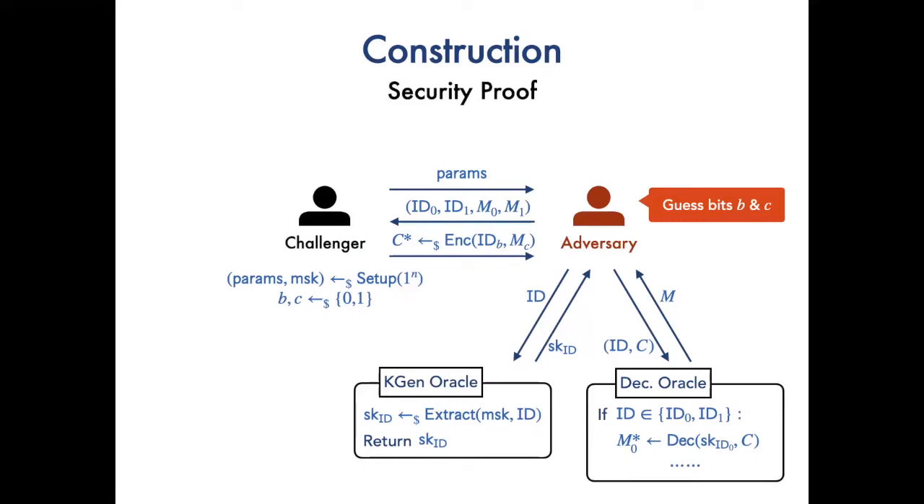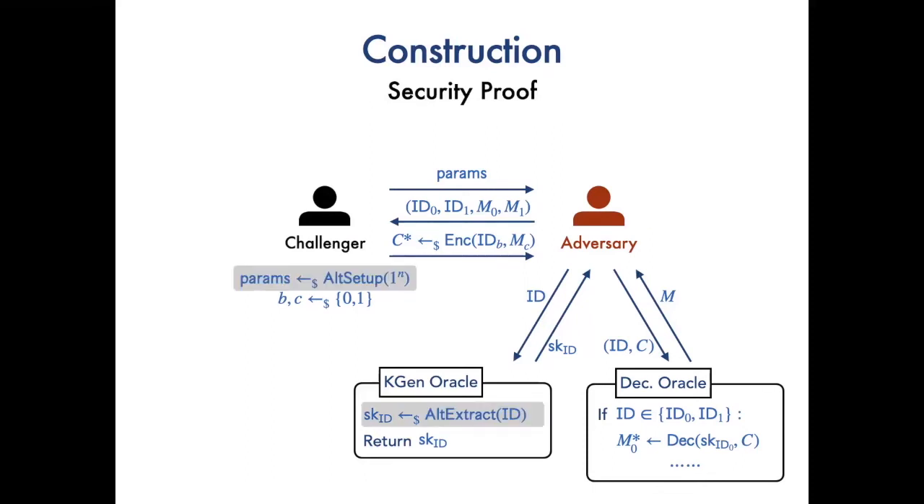To prove the anonymous ID RCCA security of our construction, we make negligible modifications to the simulation of the security game step by step. First, the setup and the extraction algorithms are modified to generate secret keys without the master key. Then, the challenge ciphertext is computed using an alternative encryption algorithm such that the distribution of the ciphertext is independent of the underlying identity ID_B and the plaintext M_C.